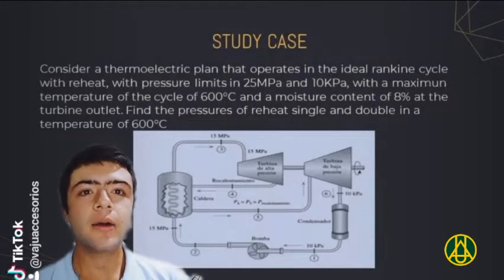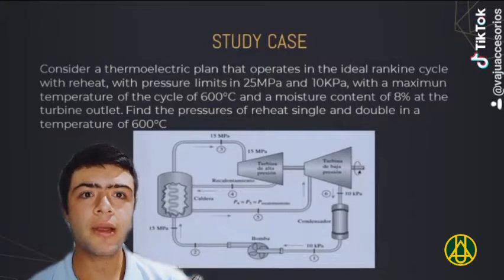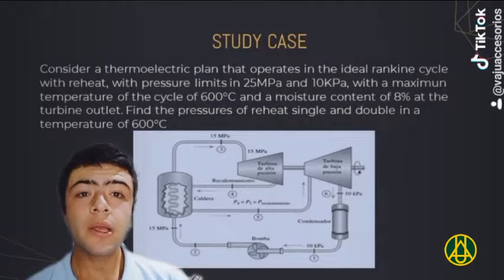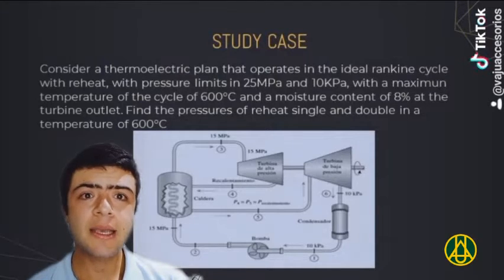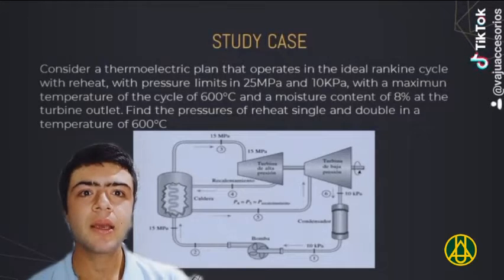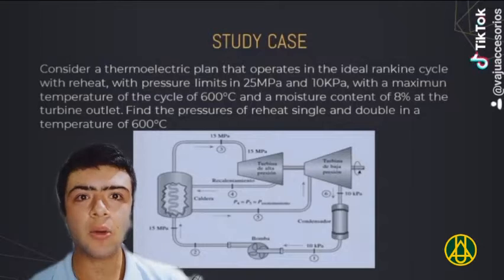Okay, our study case is a thermoelectric plant that operates in the ideal Rankine cycle with reheat, with pressure limits of 25 megapascals and 10 kilopascals, with a maximum temperature of the cycle of 600 centigrades and a moisture content of 8% at the turbine outlet.